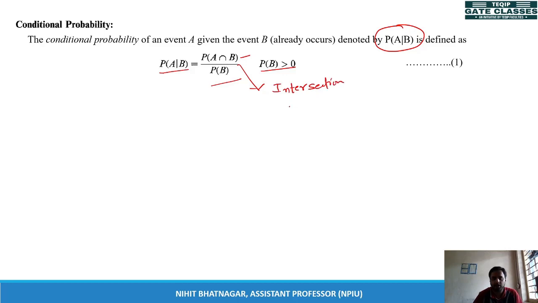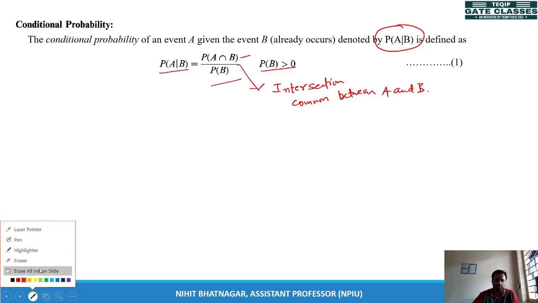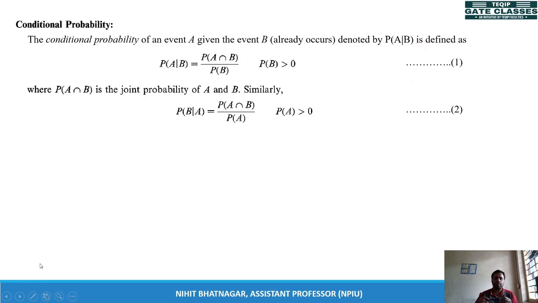Or you can say the common thing between A and B. So conditional probability is P(A given B) equals P(A intersection B) upon P(B). Here, P(A intersection B) is the joint probability of A and B.